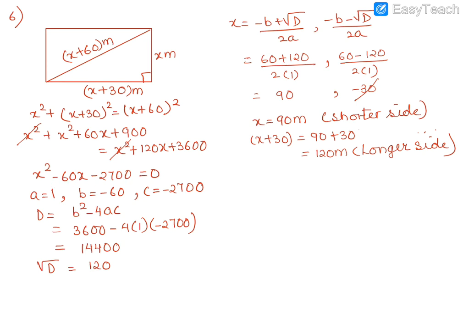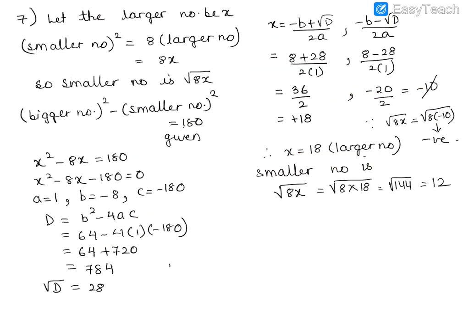But since this exercise is based on quadratic equations, I am doing a few questions with the quadratic formulae as well. Then the next one is very important. It says the difference of squares of two numbers is 180. So that means one is a bigger number and one is the smaller number. The square of the smaller number is 8 times the larger number.